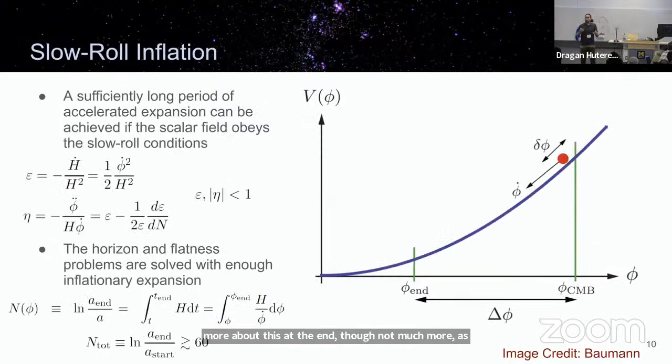What we require to solve the classical problems of the hot Big Bang is not just that we have a period of accelerating expansion, but that it's a sufficiently long period of accelerating expansion.